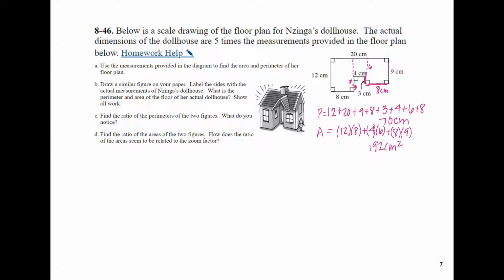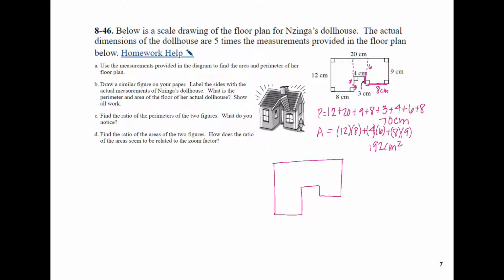Draw a similar figure on your paper. Label the sides with the actual measurements of Nzinga's dollhouse. What is the perimeter and the area of the floor of her actual dollhouse? Show all your work. So if we draw this figure again on our paper, it said that her dollhouse is actually 5 times the measure.